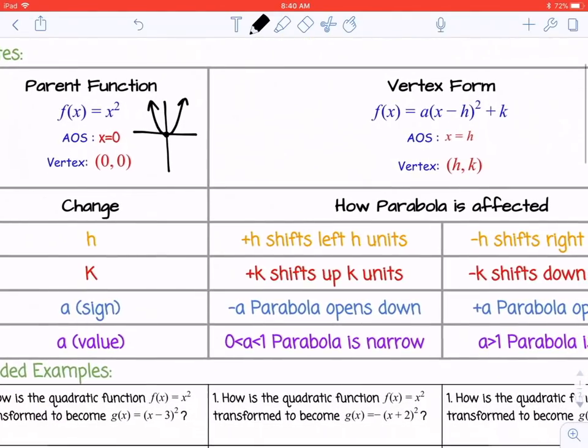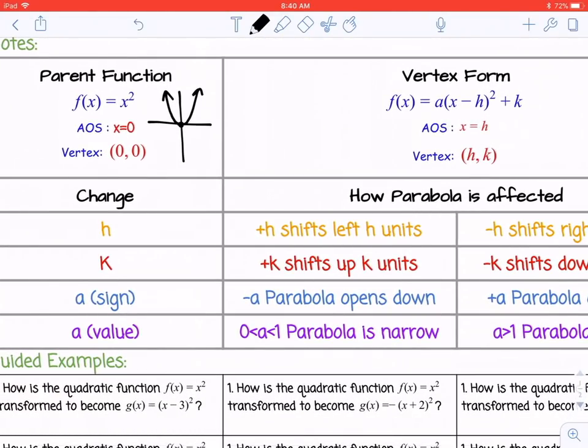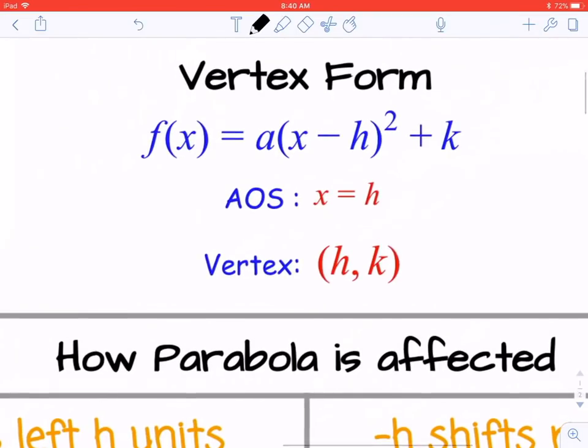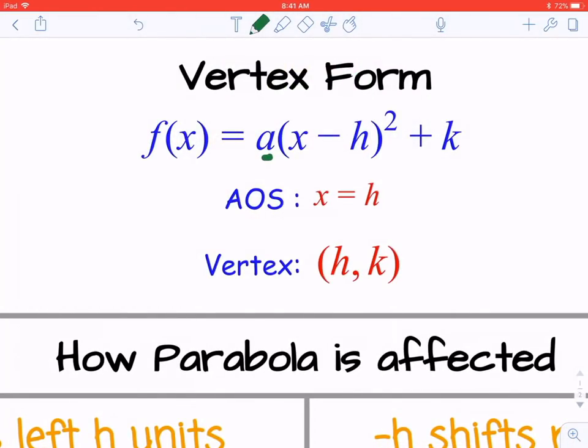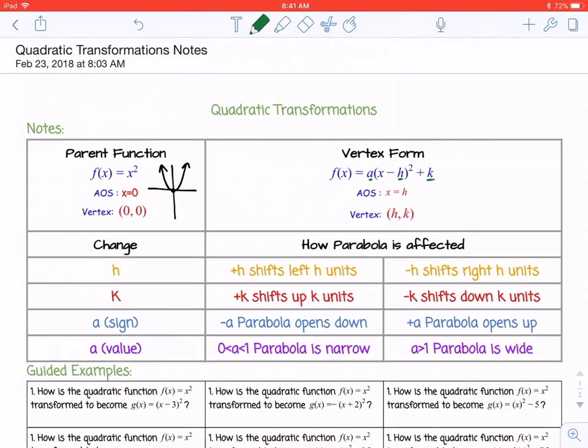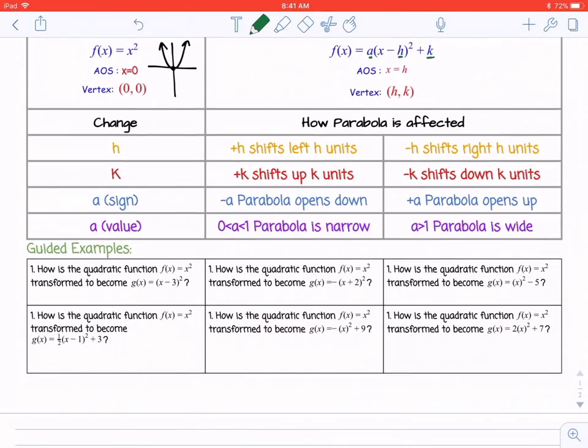Quadratic transformations are, like I say, taking that parent function and comparing others to that one. We use vertex form to do this. We've talked a lot lately about vertex form. In vertex form, we have an A value, we have an H, and we have a K. Those are the things we look at when we look at quadratic transformations and how they change the graph.